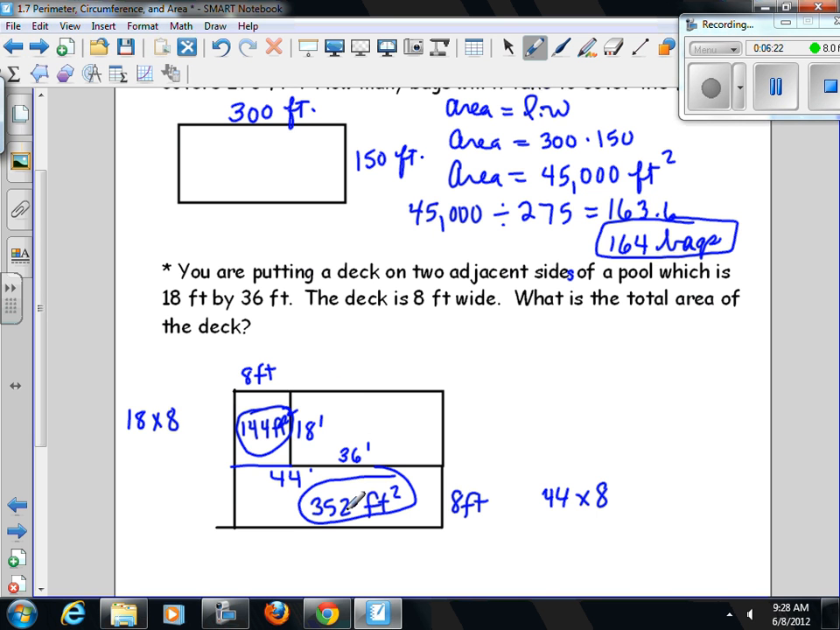And now we're going to add those two areas together to get the area of the entire deck. So we're going to take 144 square feet and add to it 352 square feet. And when we do that, we get 496 square feet, which is the area of the deck.